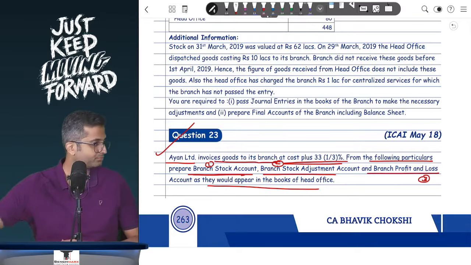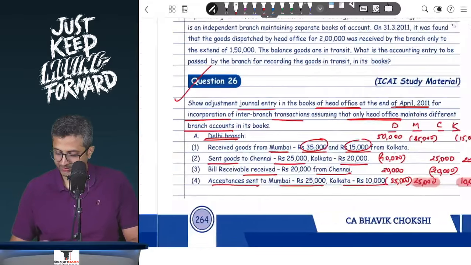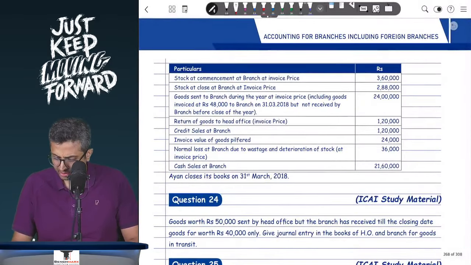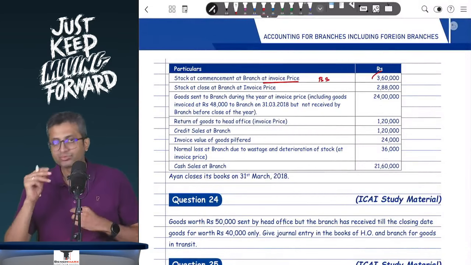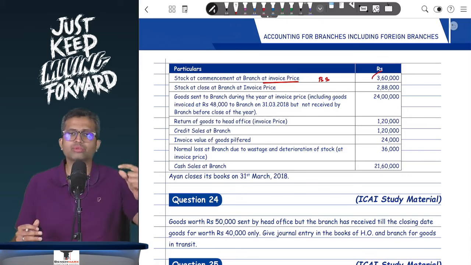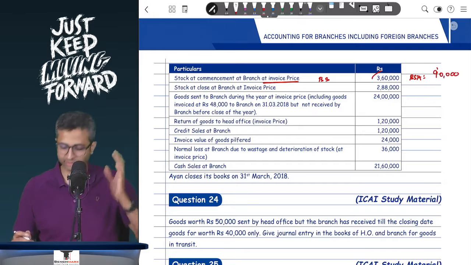As they would appear in the books of the head office. Stock at commencement at invoice price, 3 lakhs. This will be a part of branch stock, but this is at invoice price. Your loading is 1/3 on cost, that is 1/4 on invoice price, and hence your opening branch stock adjustment account will have 360 divided by 4, 90,000. This is like your opening stock reserve or opening loading.